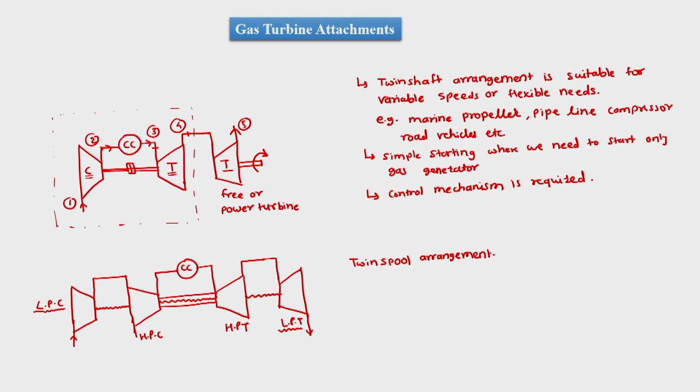And in the twin spool arrangement we have two compressors run by two separate turbines. This arrangement is useful to achieve the higher pressure ratios which are required for the gas turbine power plant. Here we mechanically separate the compressors, and hence they can run on different speeds.